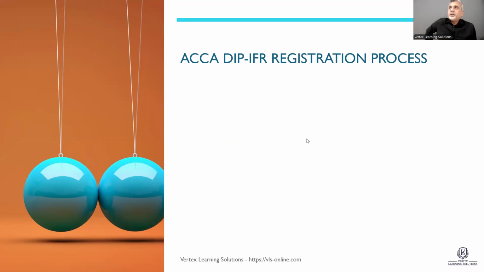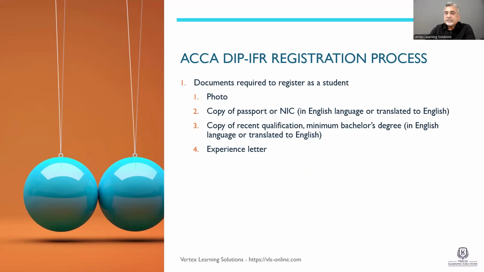All of you will be doing your registration on your own. ACCA requires students to do the registration, plus you have to add your credit card numbers and your personal details. So I would suggest you do it yourself. But how do you do it? Number 1, these are the 4 documents you need. First of all, these documents should be ready with you.